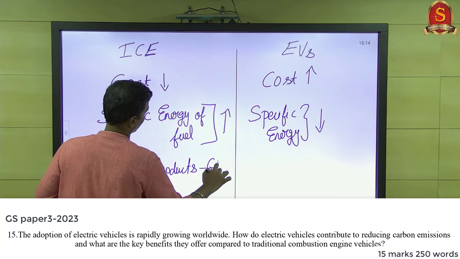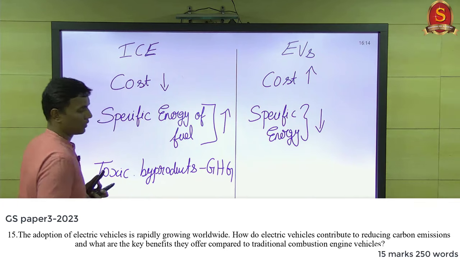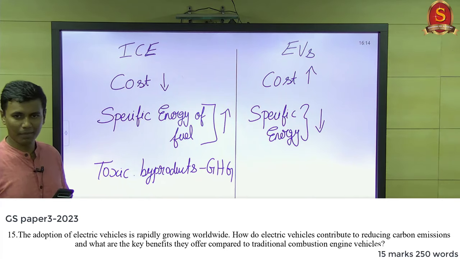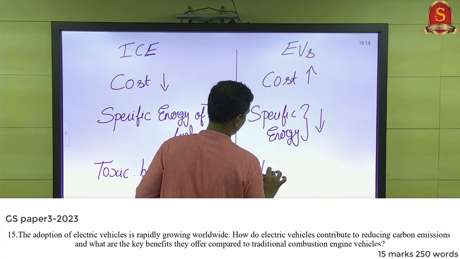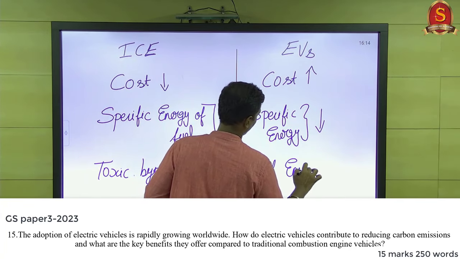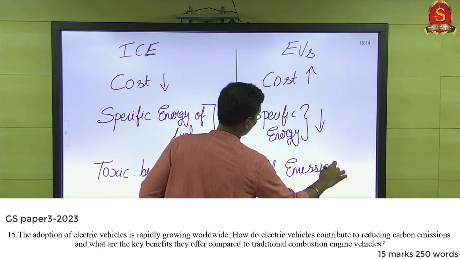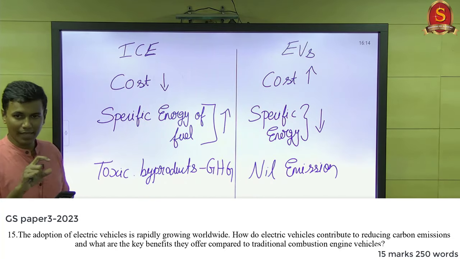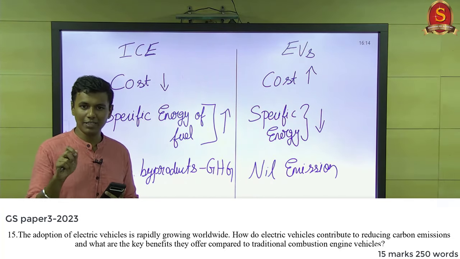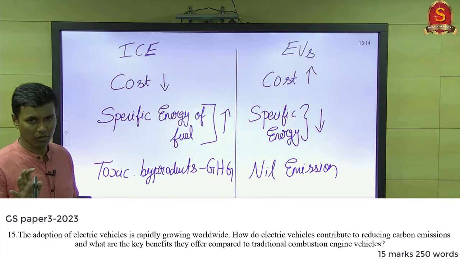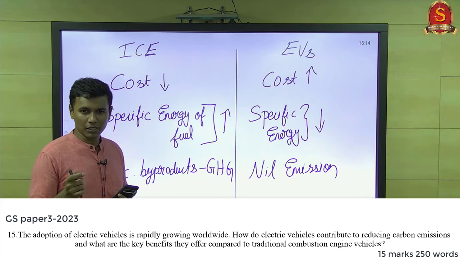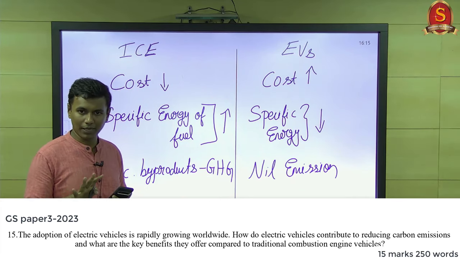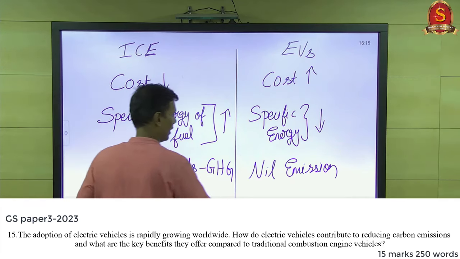Which includes greenhouse gases and other heavy metals, sulfur, all these will be emitted. In this case, there is nearly or almost nil emission. We call it no tailpipe emission, which means in the exhaust pipe, you are not going to have any smoke or any form of gas coming out. Maybe in fuel cell based electric vehicles, you will have small droplets coming out. That's all. Other than that, it's almost nil emission.